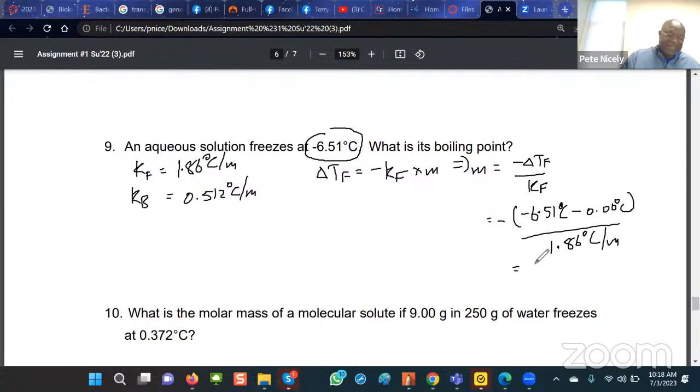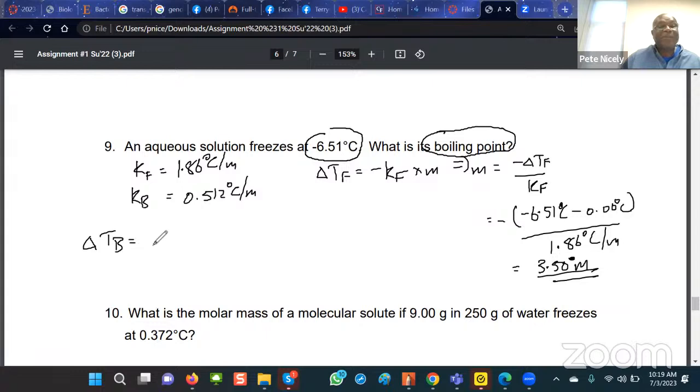6.51 divided by 1.86. So according to my calculation, this works out to be equal to 3.50 M, not degrees, I'm sorry, M. All right. So that's the molality of the solution. Now, remember, the question is asking for the boiling point of the solution. So in order for us to calculate the boiling point, we need to find delta TB of the solution.